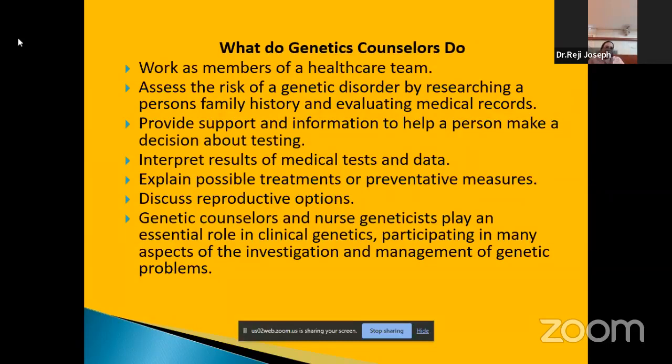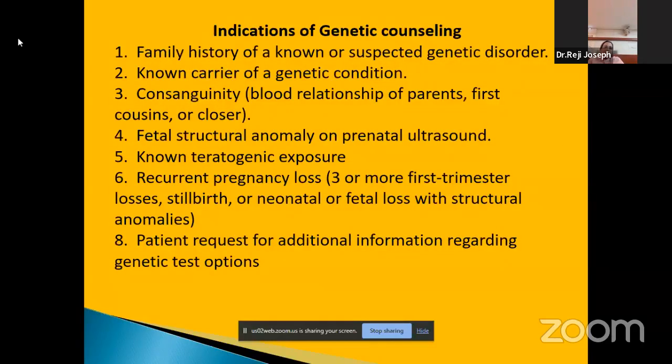Now coming to the indications, next slide please. Indications of genetic counseling: family history of a known or suspected disorder, known carrier of a genetic condition. Usually, females are found to be the carriers. What is a carrier? A carrier suppresses the disease within themselves, and when it passes to the next generation, it gets expressed. Also consanguinity or blood relation, a fetal structural abnormality seen on an ultrasound, or any known teratogenic exposure.